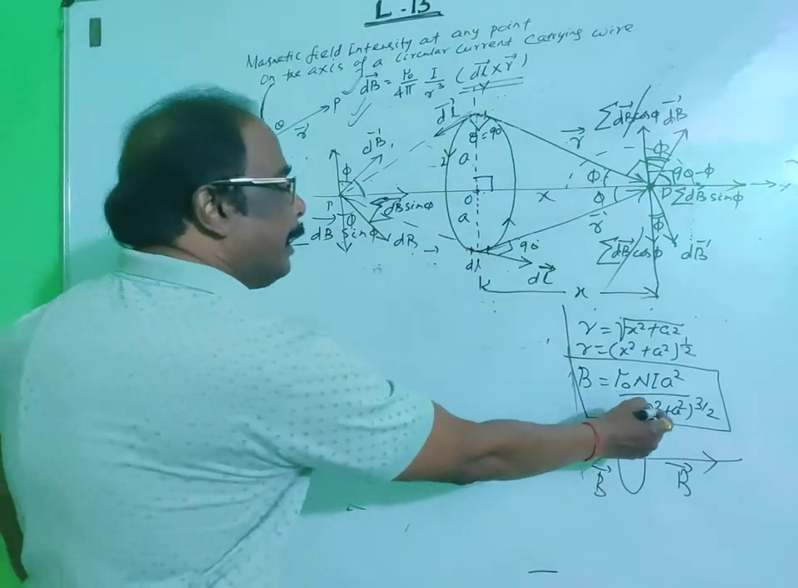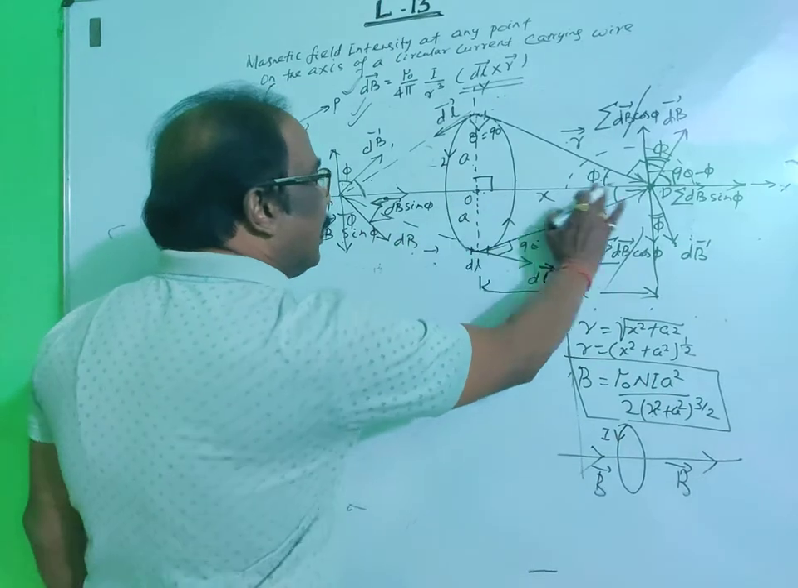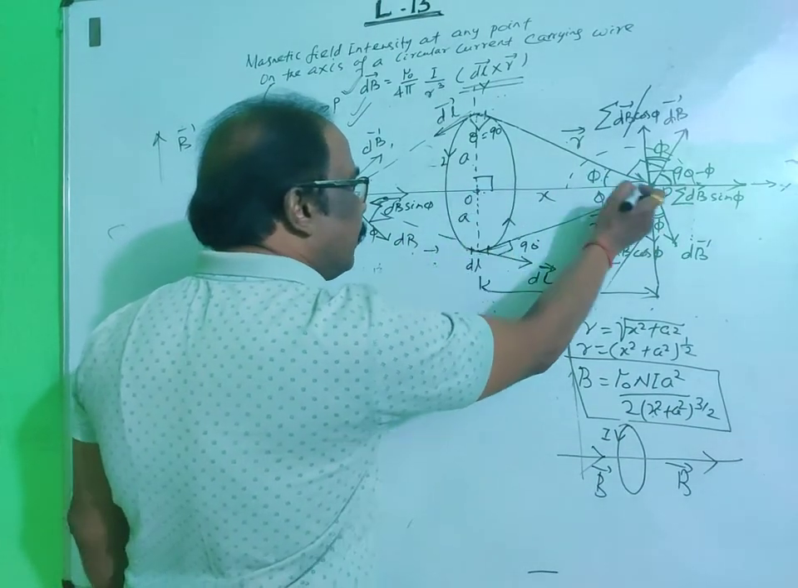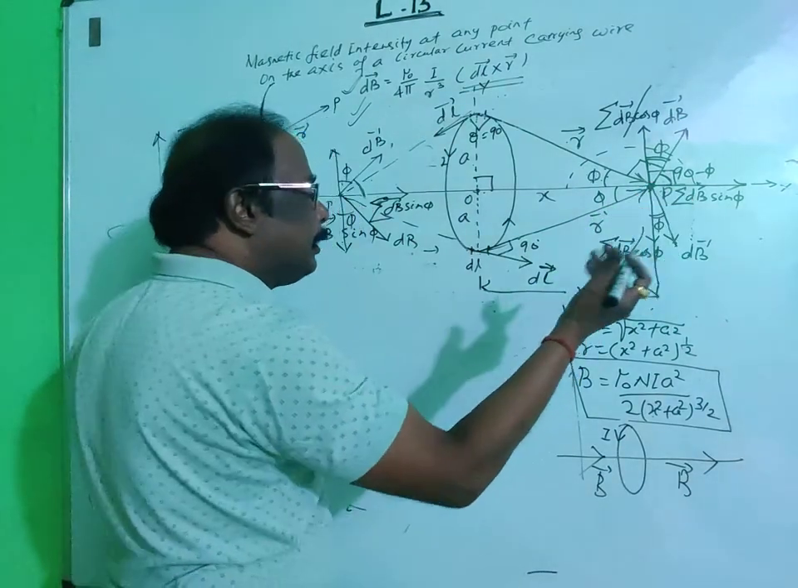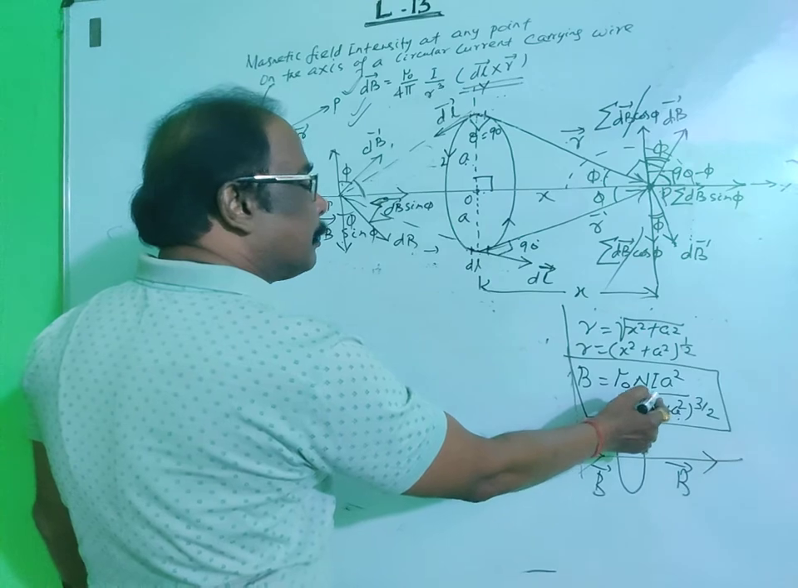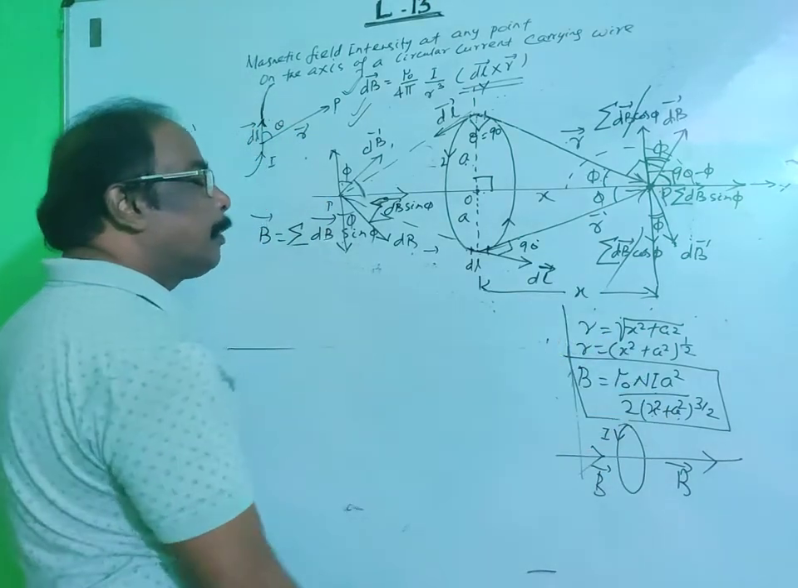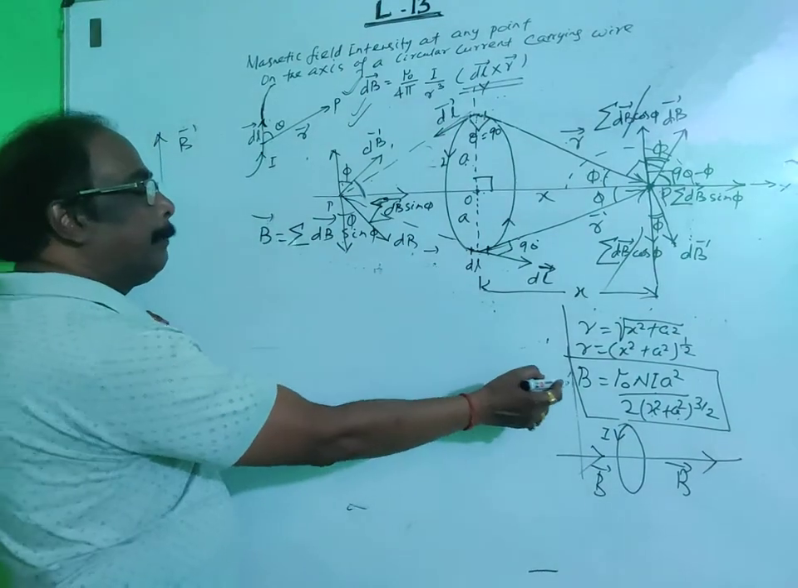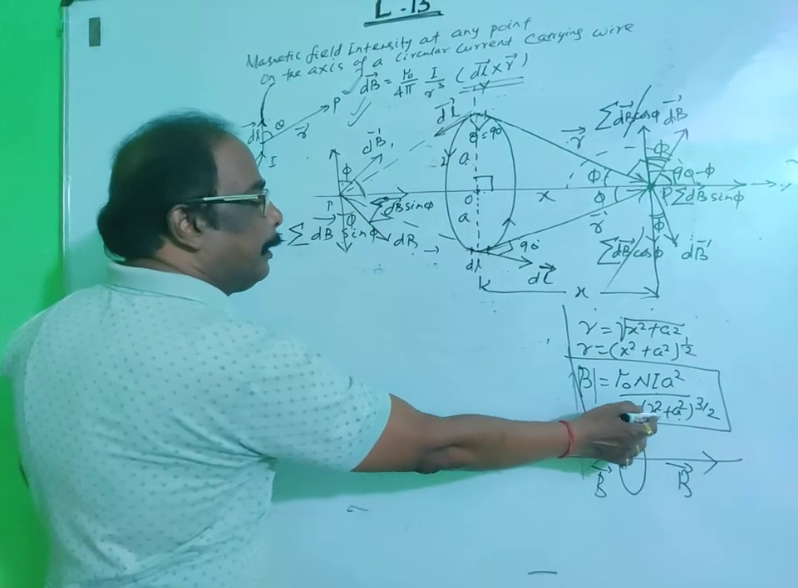Here x is variable at any point P. x is the distance from the center of the coil to point P. x is variable. Radius a is constant. Current is constant. And n is the number of turns, you may put 1. So the magnitude of the magnetic field depends upon x.